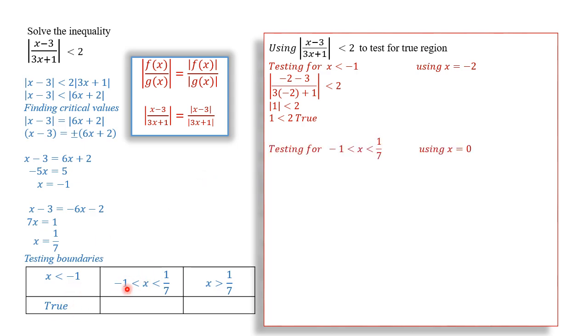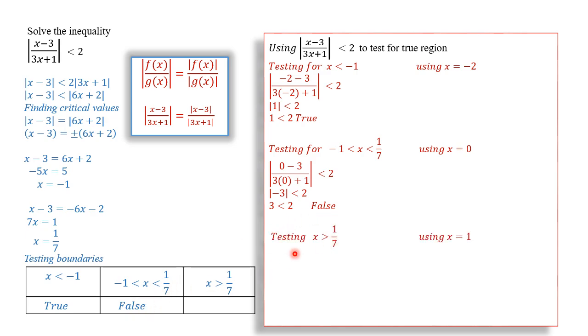Then we go for the next region here, minus 1 less than x less than 1 over 7. So we are going to use x is equal to 0 here, a number between minus 1 and 1 over 7. We can use 0. So we substitute 0. We are going to have modulus of minus 3 is less than 2 here, which is going to give us 3 less than 2 here, because the negative under the absolute value will disappear. So 3 is less than 2 is false. 3 is not less than 2. So this is false. So this makes the middle region a false region here.